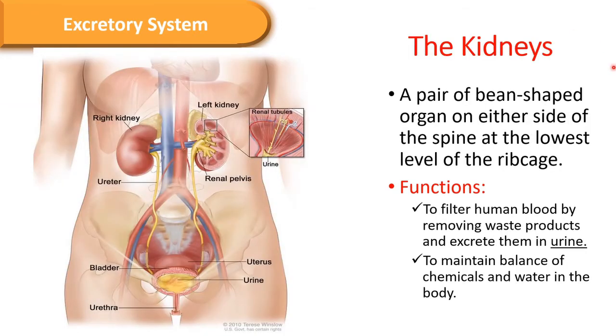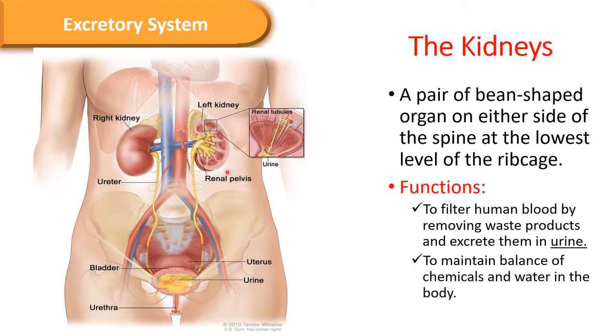Okay, the last part of your excretory system is the kidneys. Your kidneys are a pair of bean-shaped organs on either side of the spine at the lowest level of the rib cage. They are found at the back, so you can touch them just above your waist. This is your waist, so they are above your waist.